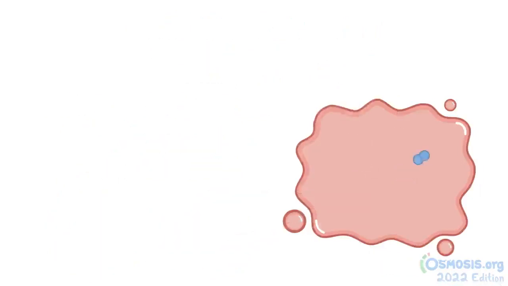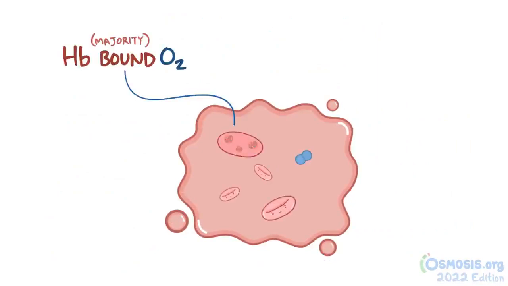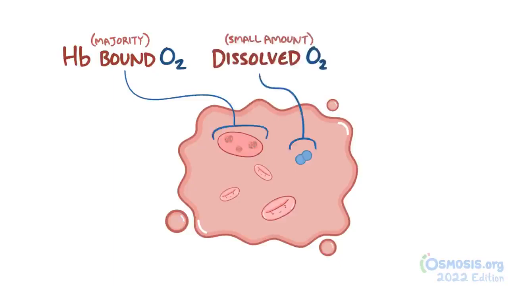As it turns out, there are 2 major ways for oxygen to move around in the blood. The majority of oxygen is bound to hemoglobin inside red blood cells, and a small amount is dissolved directly in the blood plasma. So the oxygen content of blood is the sum of these 2. Oxygen content equals hemoglobin-bound oxygen plus dissolved oxygen.